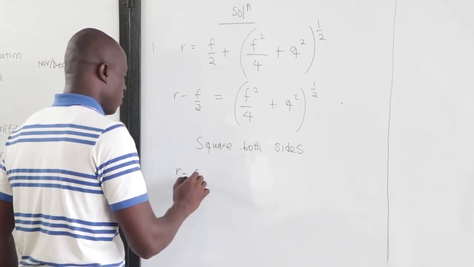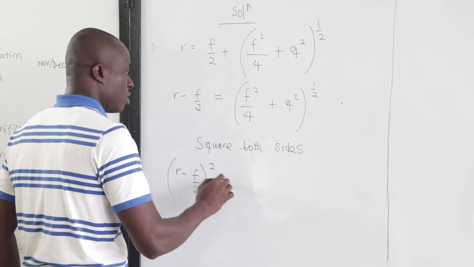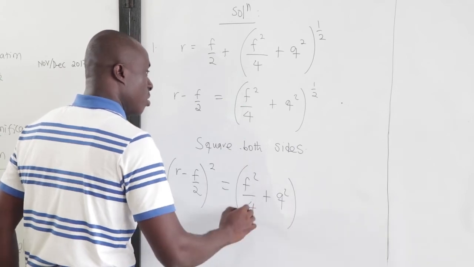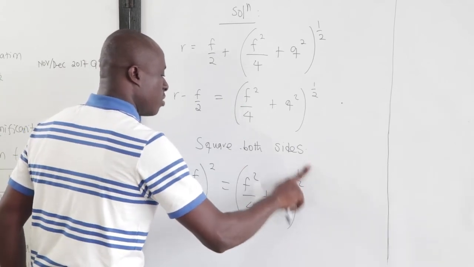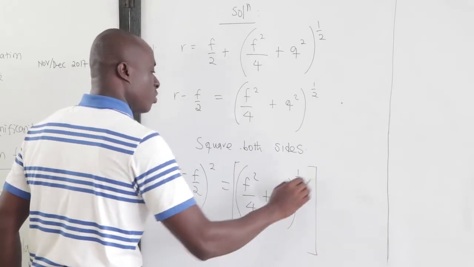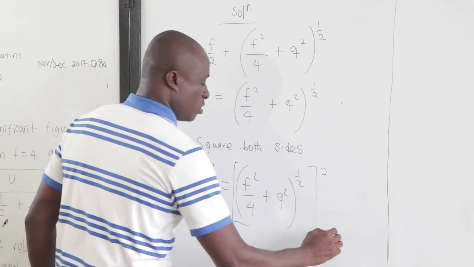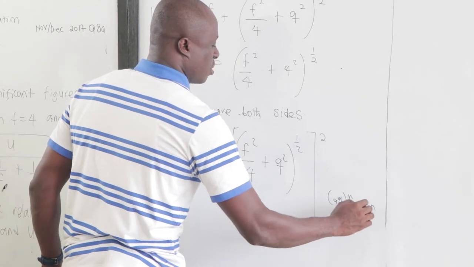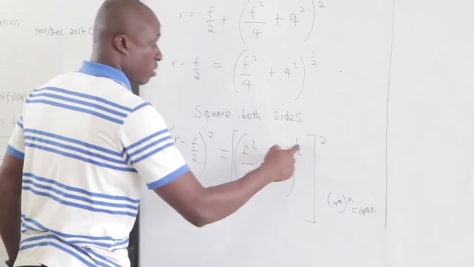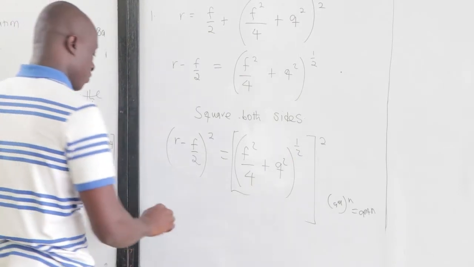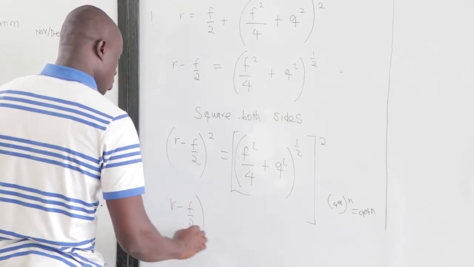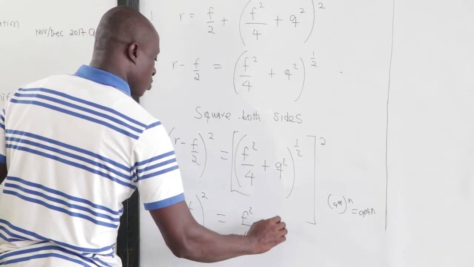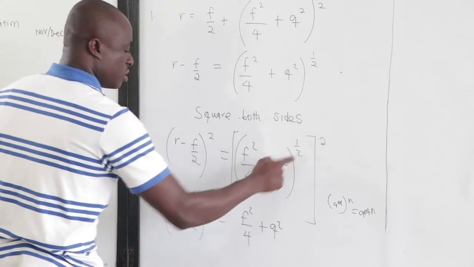So you have r minus f over 2 all square equal to f square over 4 plus k square all over half. But we are squaring both sides. Now from indices, we know that if you have a to the m, all to the power n, this is a to the mn. You multiply the exponent. Clearly, this will multiply this, and the 2 cancels the half. So you have r minus f over 2 square equal to f square over 4 plus k square, and this will cancel this. So this is what we have.